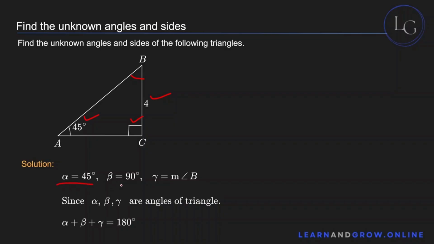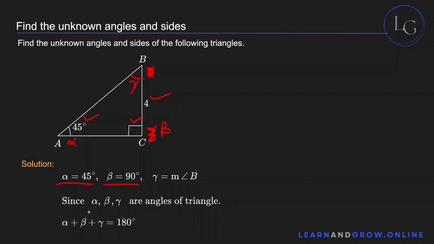So since this angle is 45 degrees, in a triangle we'll denote the three sides with A, B, and C. The angle at A we'll denote as alpha, the angle at B will be beta, and the angle at C will be gamma, right? So that's just to make your life a bit easier. So alpha is 45 degrees. Beta is 90 degrees. In this case, we're giving beta 90 degrees. So this one is gamma, right? This one is beta.